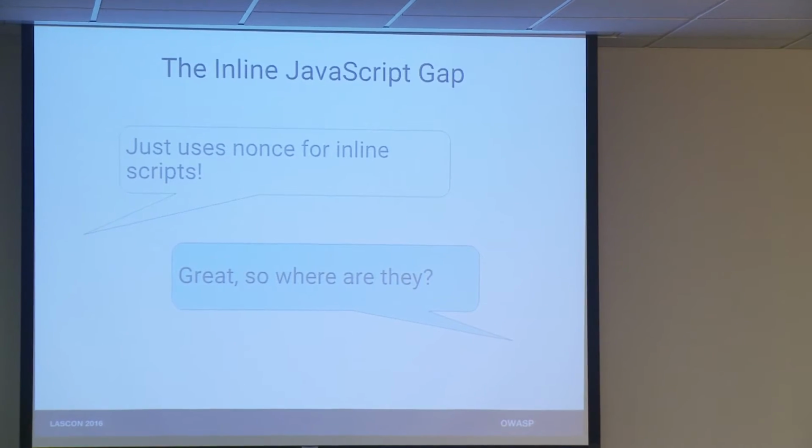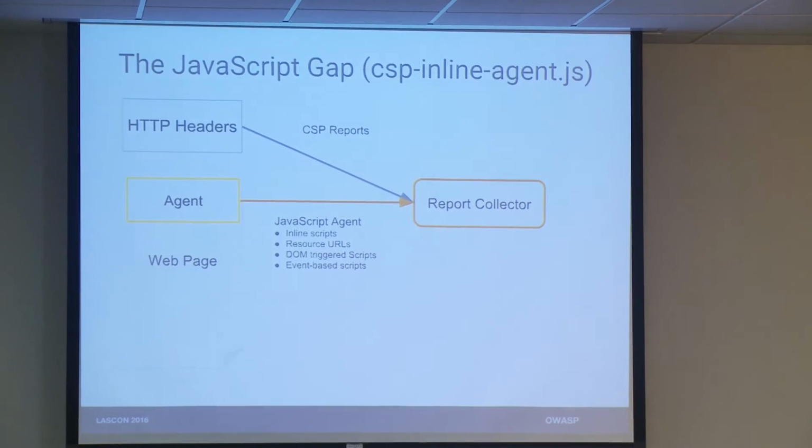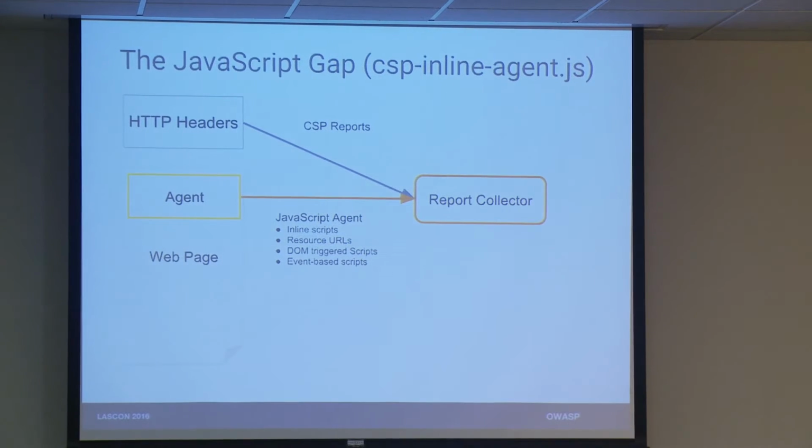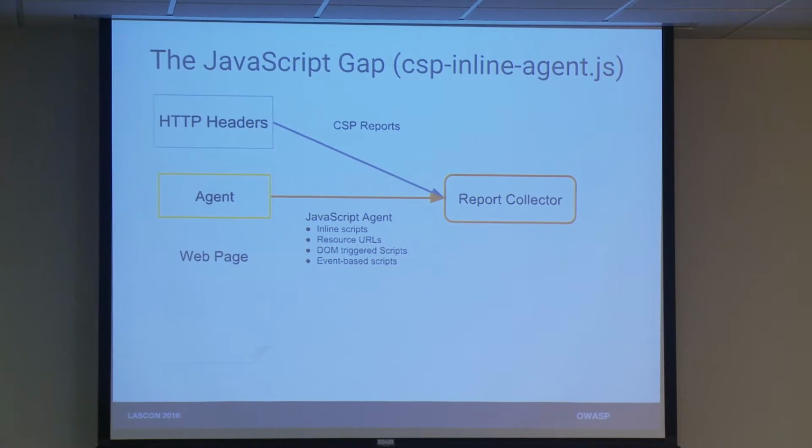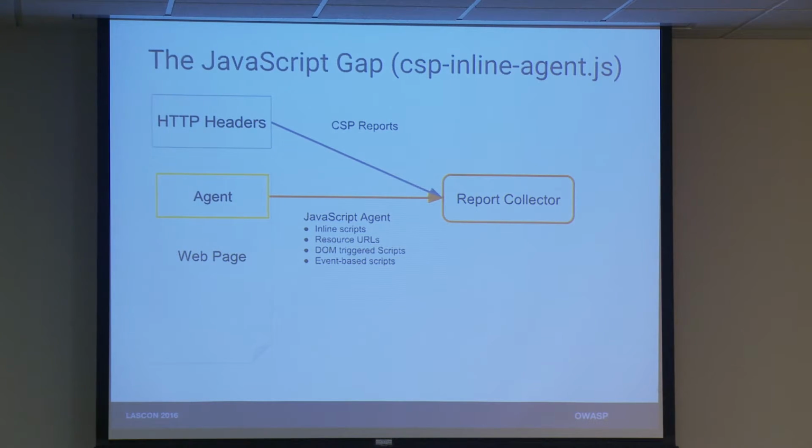And so what the agent does is it's a JavaScript agent that sits at the top of the page in the head, and it'll instrument the DOM. So as things are added to the DOM, it'll inspect them. It'll inspect the body of the inline JavaScripts, or it'll inspect the script tags and what resources they're loading.